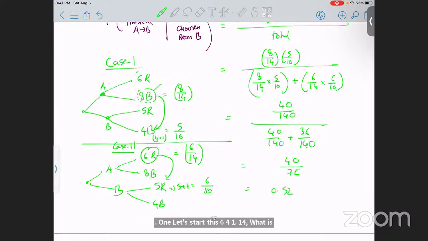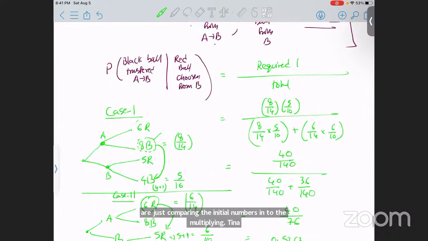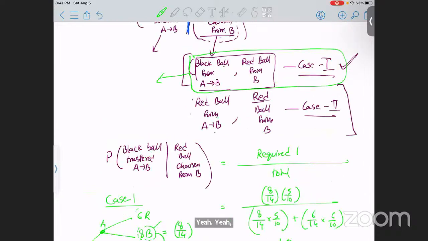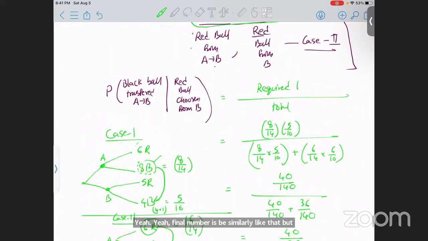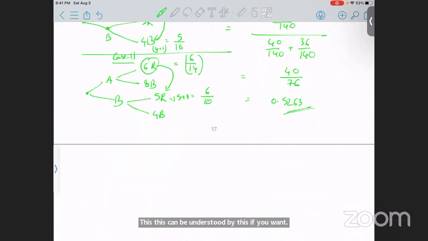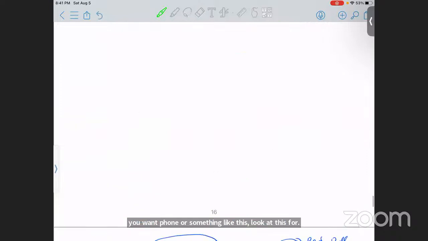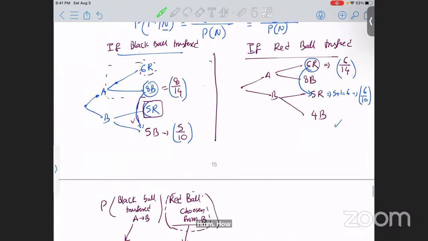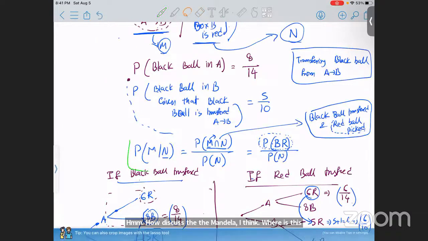We are just comparing the initial numbers in A, multiplying by the final number in B, sir. Yeah, the final number in B. Similarly, this can be understood like this. If you want a formula, look at this formula. I have discussed here M and then some notation. Just copy this.